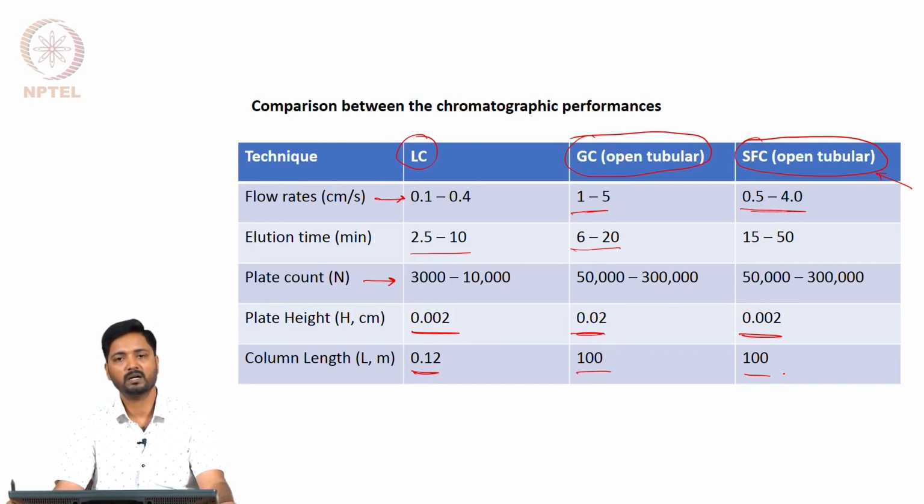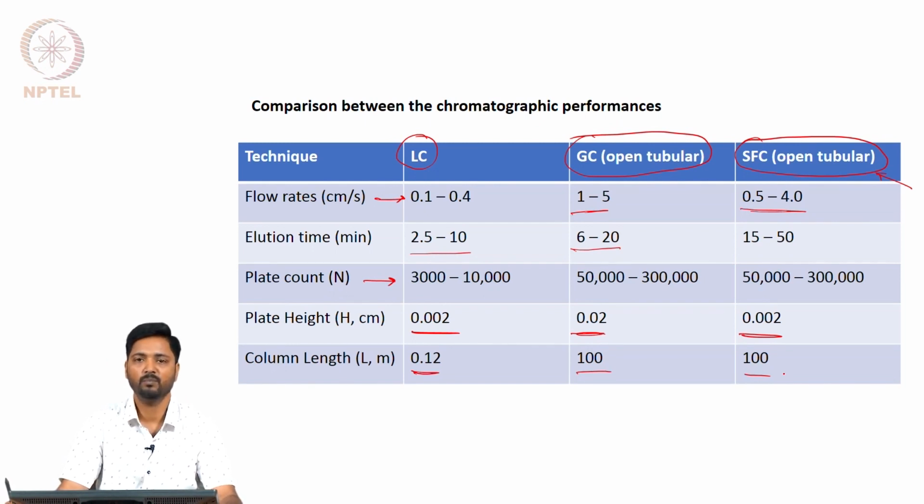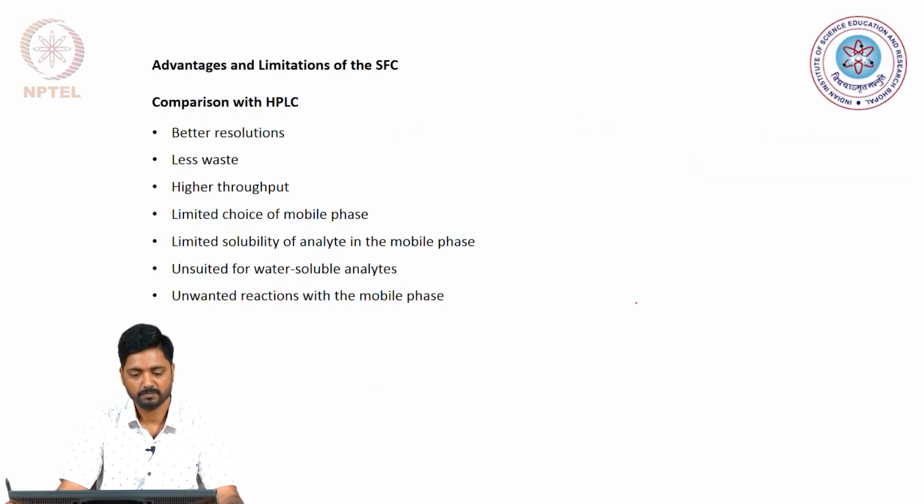So, under one temperature and pressure condition, the supercritical fluid will behave more like gas, while at a different temperature and pressure it will behave more like a liquid, and hence supercritical fluid chromatography is amenable to use of both gas chromatography columns as well as the liquid chromatography columns.